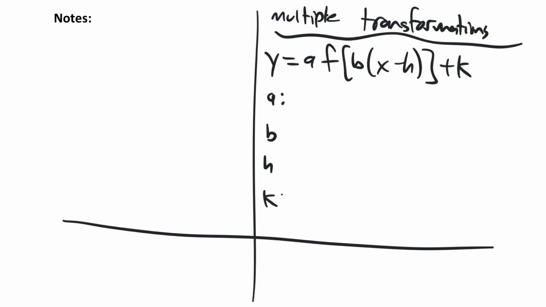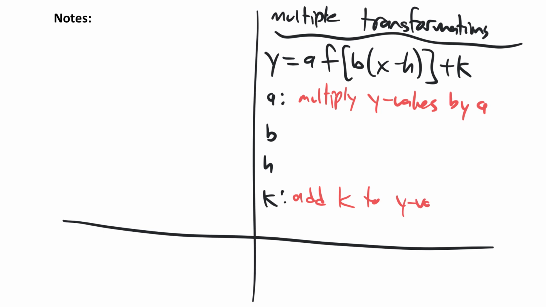A and k are going to represent y values. So a is going to be multiply y values by a. k is going to be add k to the y values. Or you could read it as a stretch by a factor of a, translation of k units up.